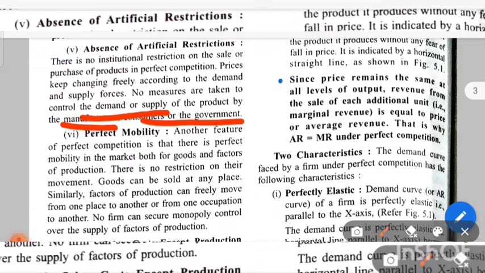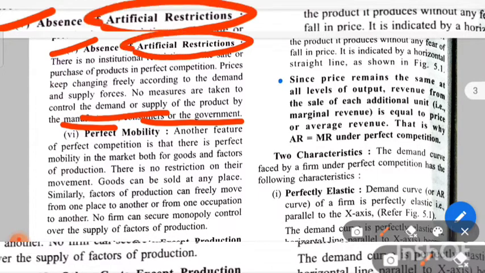There should be no restriction from the government side saying this you cannot do, this quantity you cannot sell. So there should be absence of artificial restriction. There should be no restrictions in the market.